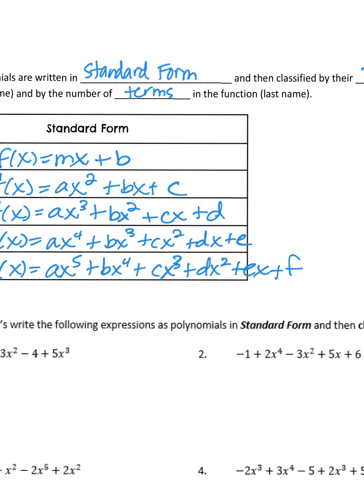Now you can have any combination of any of these terms, a, b, c's, and so on and so forth. The only thing that is required is that if it is quadratic, it has to have an ax squared term. If it's cubic, it has to have an ax cubed term. If it's quartic, it has to have ax to the 4th, and if it's quintic, it has to have ax to the 5th. Otherwise, it wouldn't be that type of function.